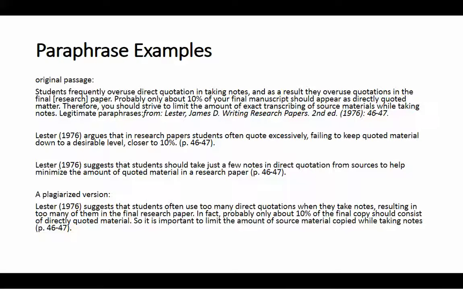So in this plagiarized version, it says, Lester, 1976, suggests that students often use too many direct quotations when they take notes, resulting in too many of them in the final research paper. In fact, probably only about 10% of the final copy should consist of directly quoted material. So it is important to limit the amount of source material copied while taking notes, pages 46 and 47. So, why do you think that last example would be considered plagiarism? And if you want, pause here and write something down.